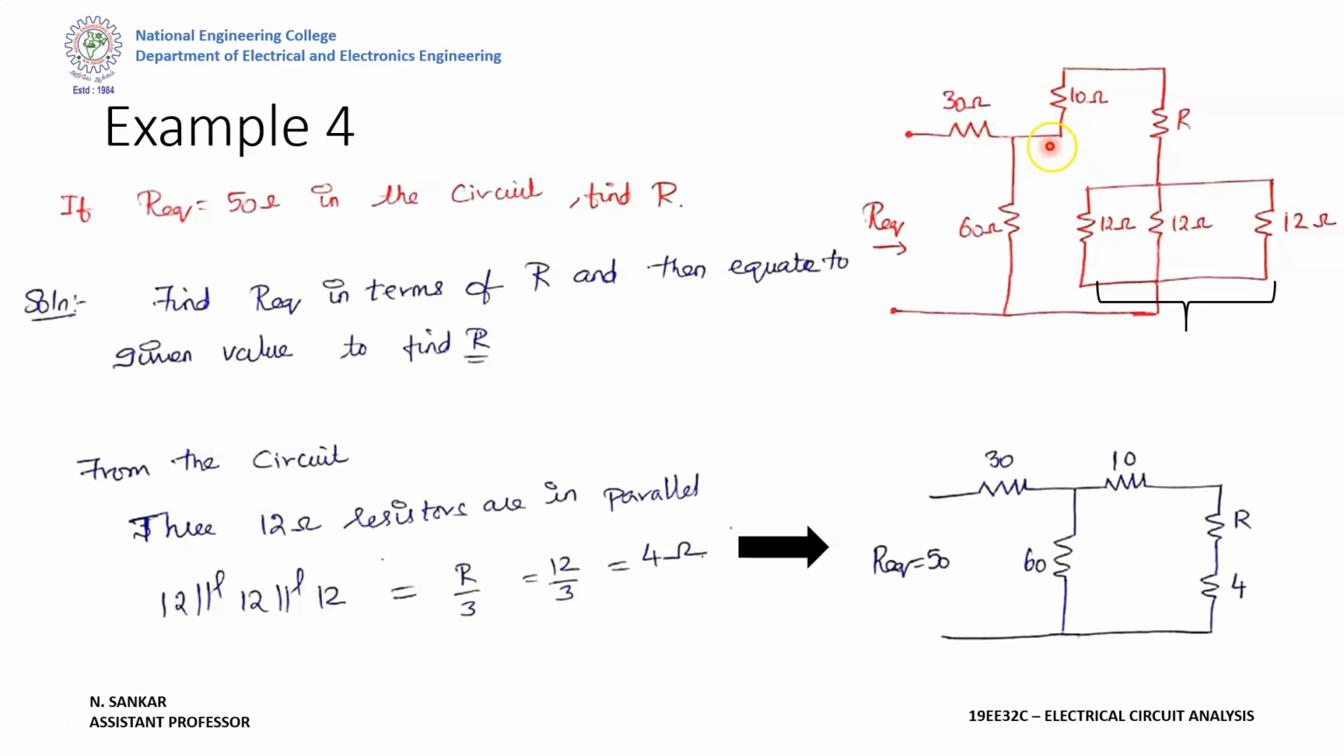So our aim was to just redraw the circuit. You can redraw it like this. Now here you can see 10 ohm, R and 4 ohm. These three resistors are in series, and it will be equal to R plus 14, that is 10 plus 4, 14, so R plus 14.